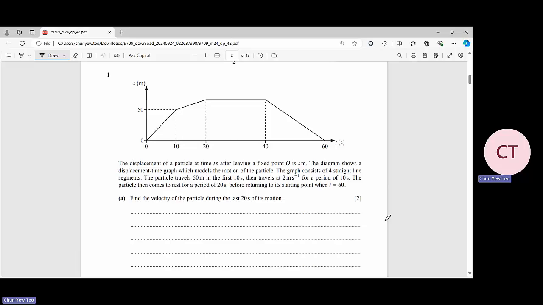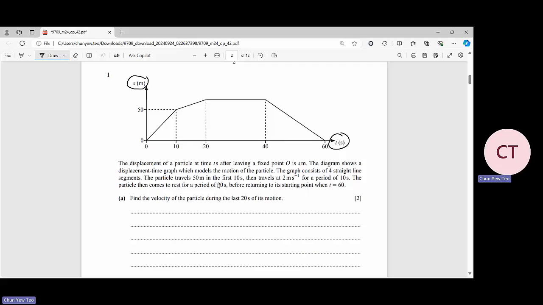We have a diagram over here. The displacement of a particle at time t seconds after leaving a fixed point O is s meters. So this is the s meters, this is the t seconds. The diagram shows a displacement-time graph which models the motion of the particle. The graph consists of 4 straight line segments.